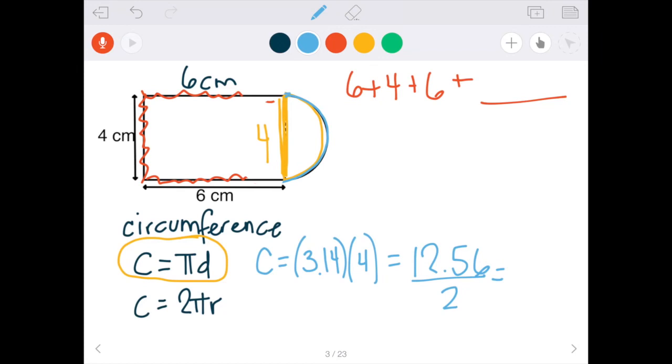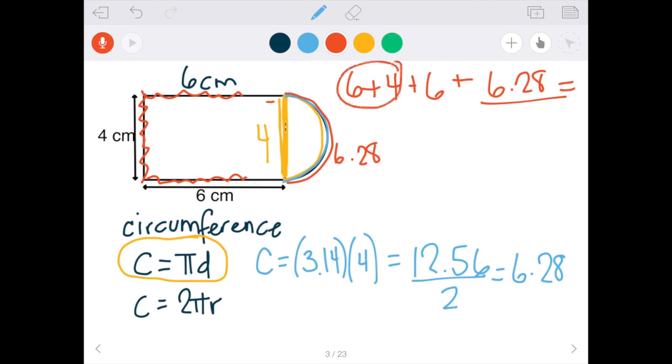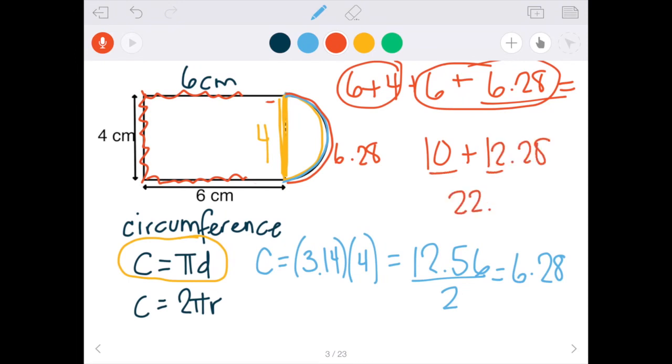So 12.56 divided by 2 gives me 6.28. That is this, and that's the number that's going to go here. So now I have 6 plus 4 is 10. 6 plus 6.28 is 12.28. 10 and 12 is 22. So 22.28 centimeters would be the final answer.